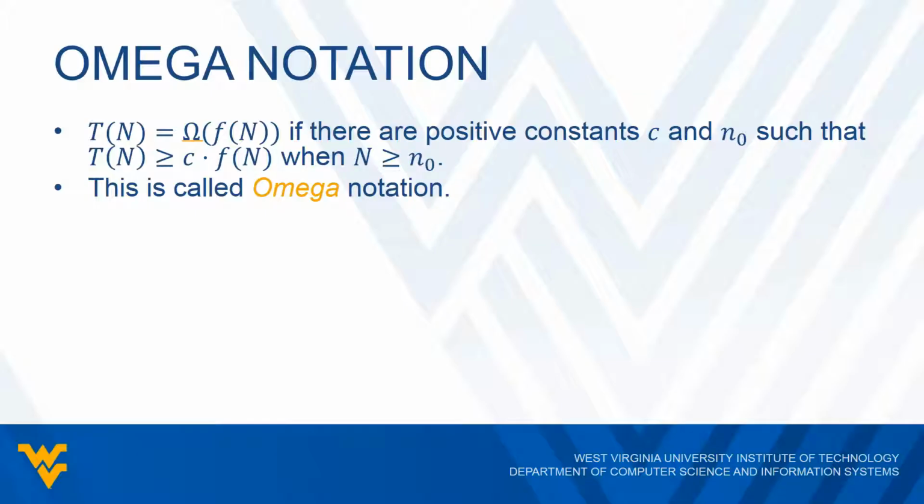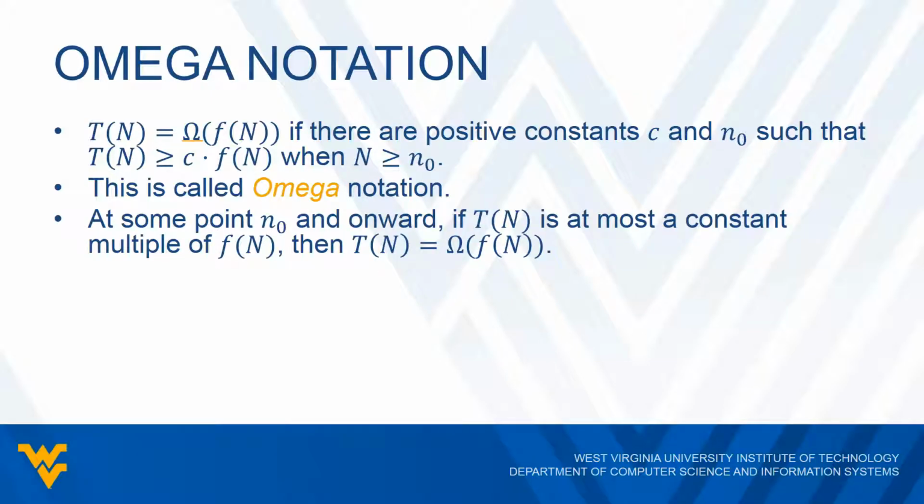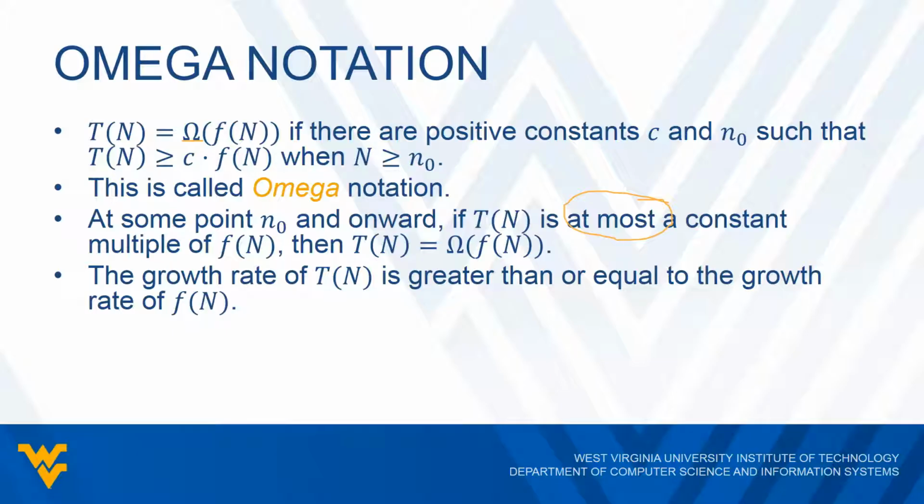What we're saying here is that at some point n naught and onward, if T of n is at least a constant multiple of f of n, then T of n is equal to omega of f of n. So when we compare the growth rates, we're saying that the growth rate of T of n is greater than or equal to the growth rate of f of n. Remember, with big O notation, we're saying the growth rate of T of n is less than or equal to the growth rate of f of n. With omega notation, we're saying that T of n is greater than or equal to the growth rate of f of n. So here, f of n is a lower bound on T of n instead of an upper bound.